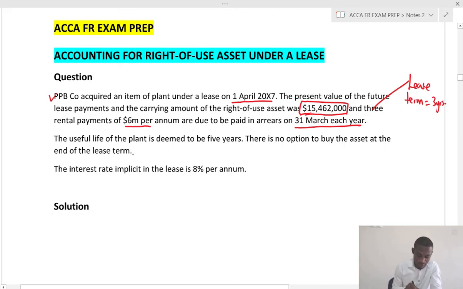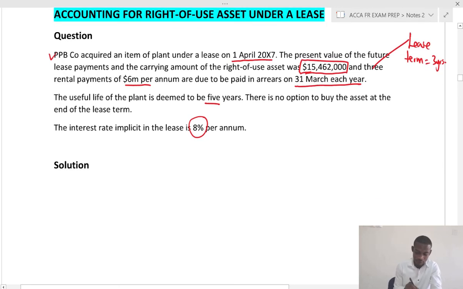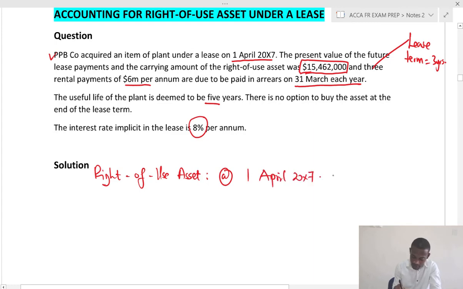Now, the useful life of the plant is deemed to be 5 years. There is no option to buy the asset at the end of the lease term. The implicit rate in the lease is 8%, and that will be for the finance cost on the lease. Now, what do we need? We want to look at the right of use asset. Now, at the date of the lease, 1st April, this was measured to be 15,462,000.